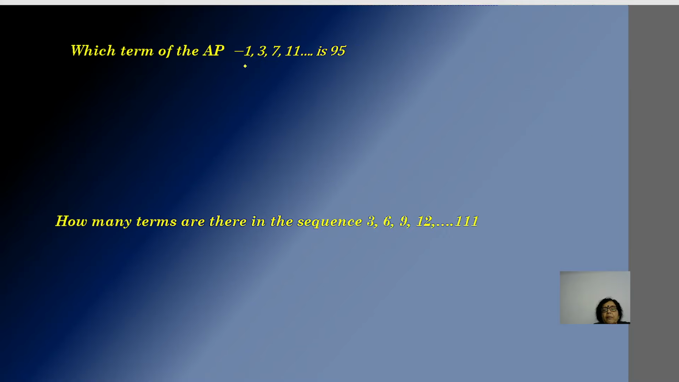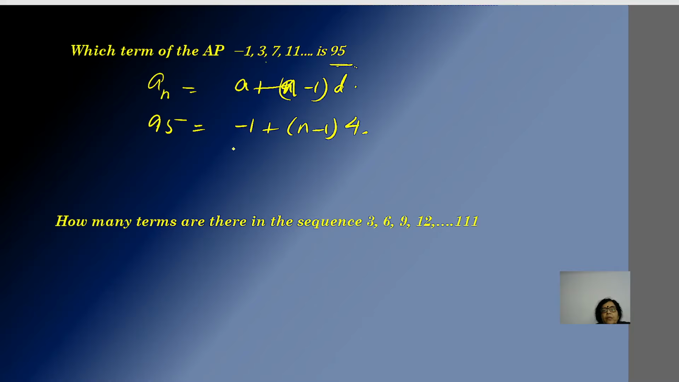Which term of the AP minus 1, 3, 7, 11 is 95? Here we have to find out the term number. So we'll write down the expression an is equal to a plus n minus 1 into d. 95 is the value of the term, so an is 95. A is negative 1 plus n minus 1, D is 3 minus 1, that is 4. So this becomes 96 is equal to n minus 1 into 4. This means n minus 1 is equal to 24. So n is equal to 25. That means 95 is the 25th term.